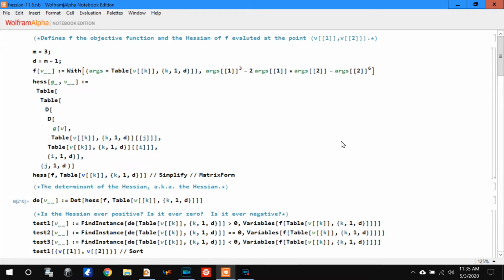I'm going to tell you something about the Hessian test for classifying extremal points for a function using the Hessian matrix, and I will also examine one example.